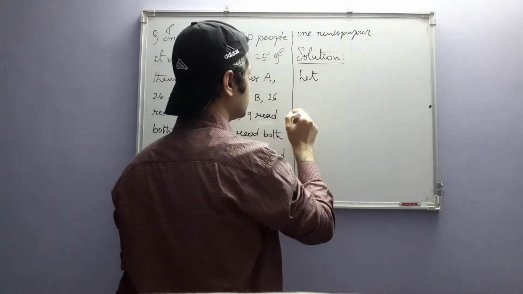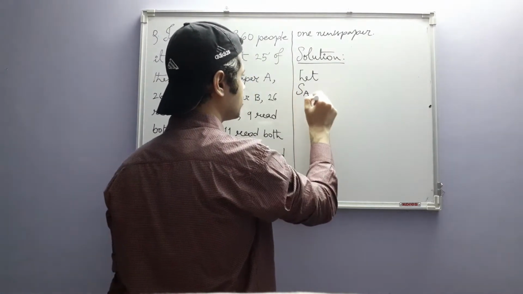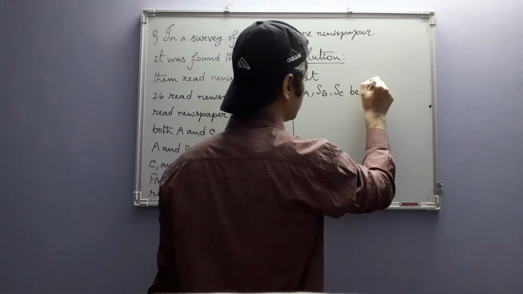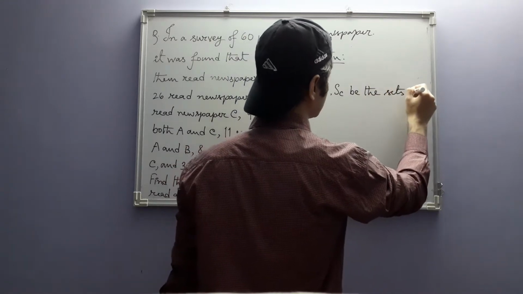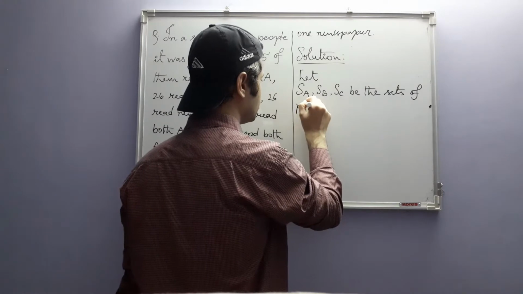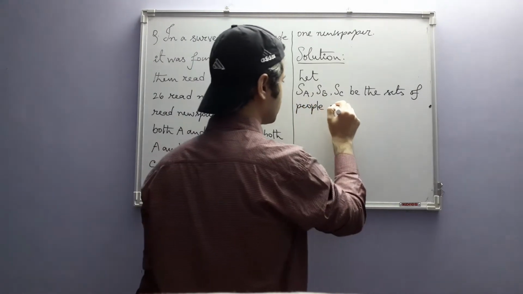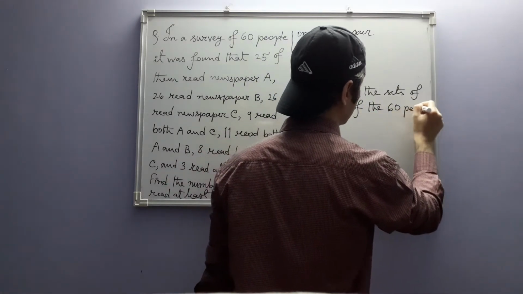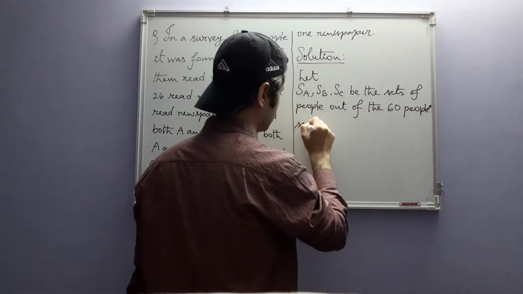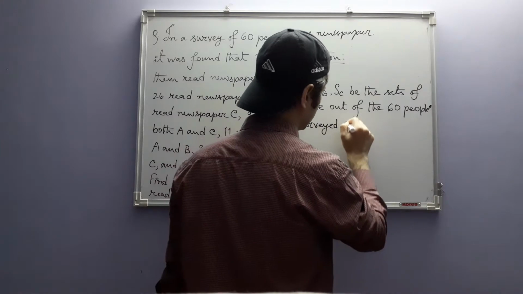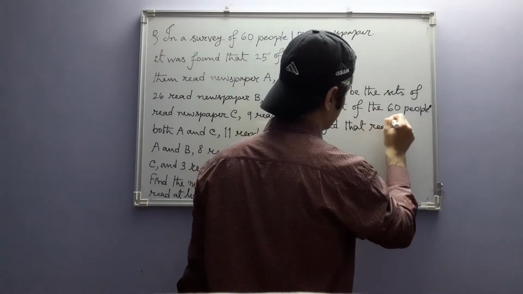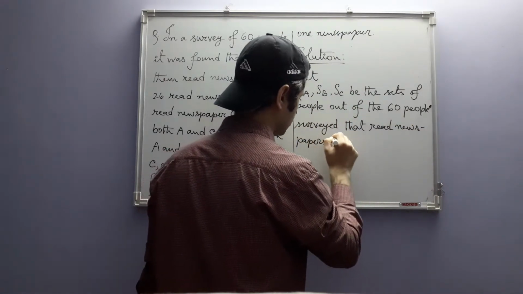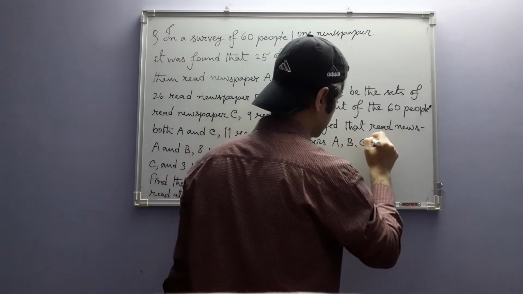Let SA, SB, SC be the sets of people out of the 60 people surveyed that read newspapers A, B, C respectively.